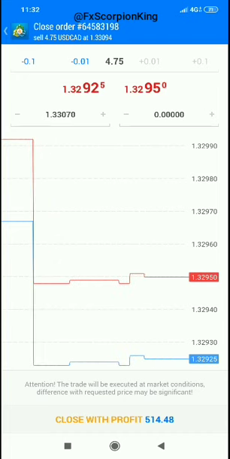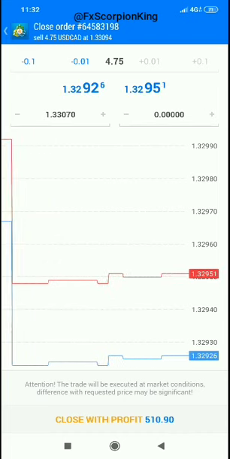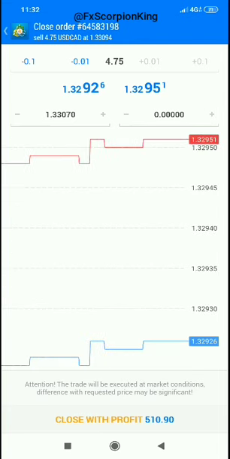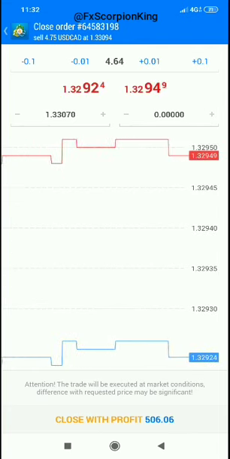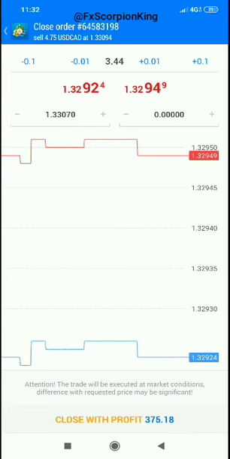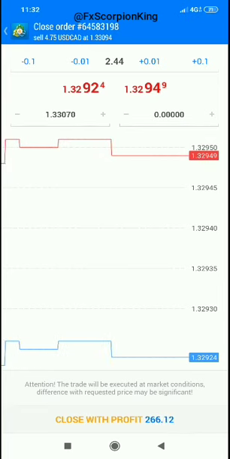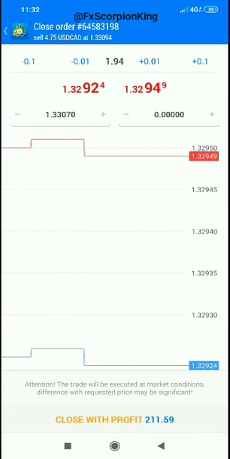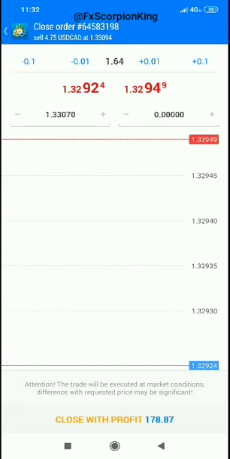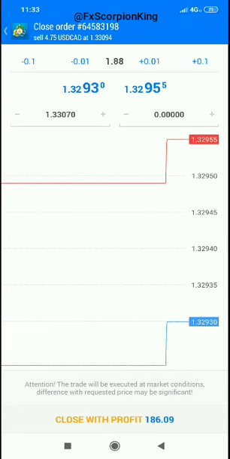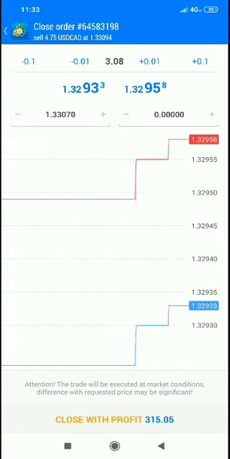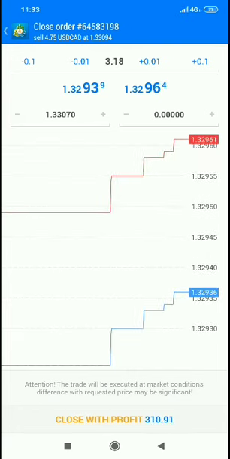So you will decrease, but then look, as I decrease the lot size, the profit also decreases, as you can see. So you can choose which amount you want to take, which lot size or which profit you want to take, and also which profit you want to leave running, or which portion of the trade you want to leave running. So just like that. But it should be noted that you can only take less than your current lot size, not more.